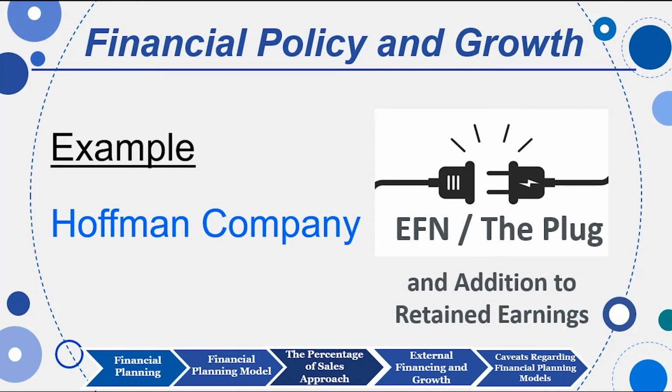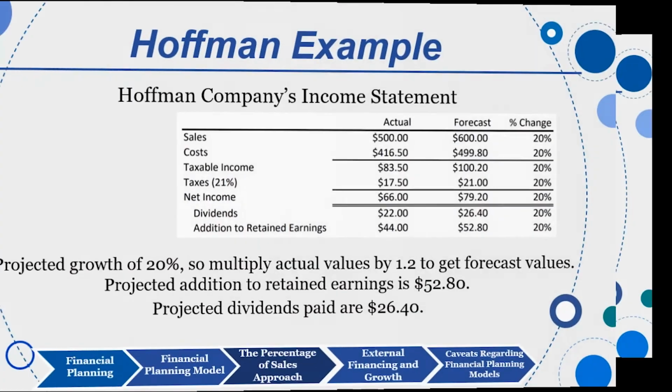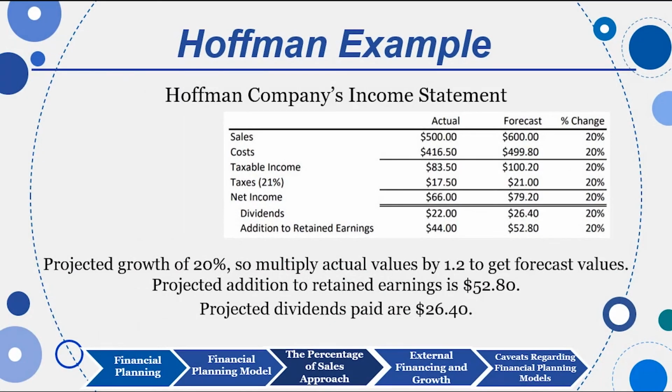Hoffman Company, let's look at Hoffman Company, EFN. So, a similar example, this time a lot quicker. This is the way we do forecasting: I take actual results for Hoffman from last year. Note that Hoffman only wants to grow 20%. So I take column A times 1.2 to get column B. I can also use the percent of sales approach. I would take cost divided by sales, taxes divided by sales, and multiply that by the new sales number to get the forecast numbers. That's another way of doing it.